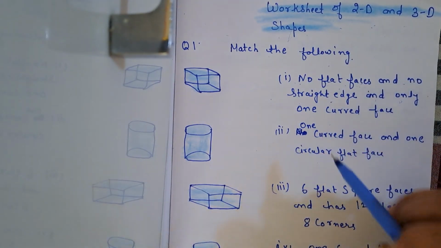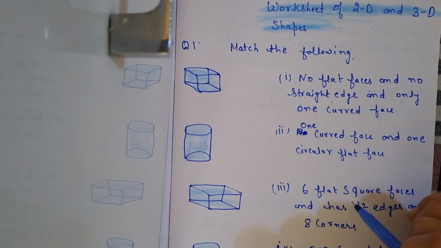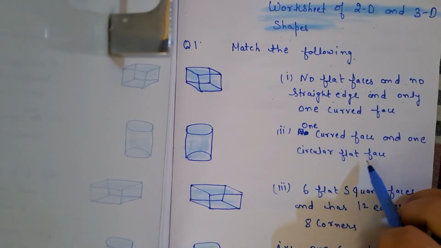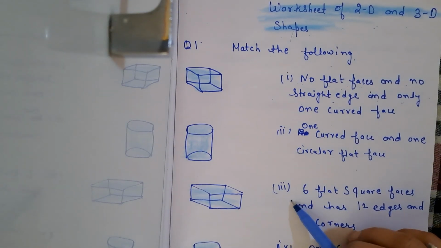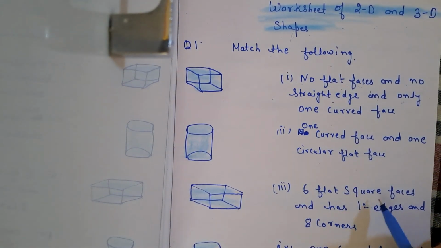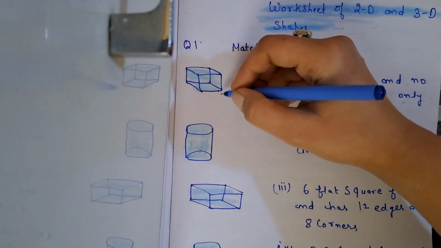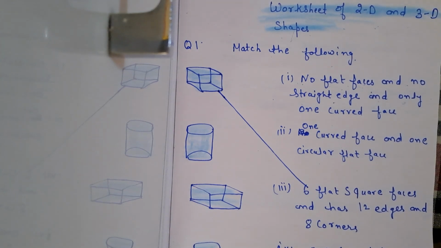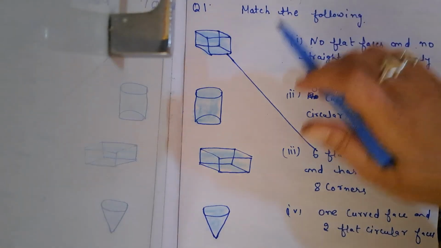So let's see the second one: one curved face and one circular flat face. But this is not a definition of cube. Okay, let's see the third one: 6 flat square faces, 12 edges and 8 corners. Yes, this is the definition of cube. So this cube will match that description.